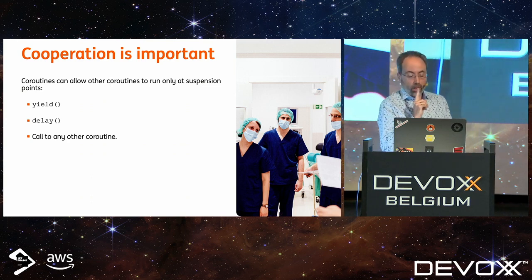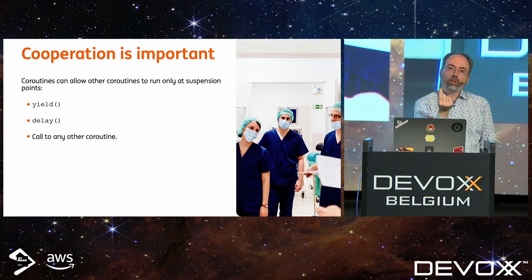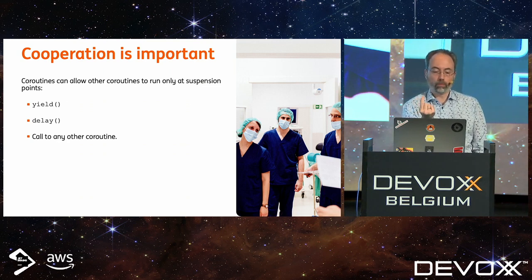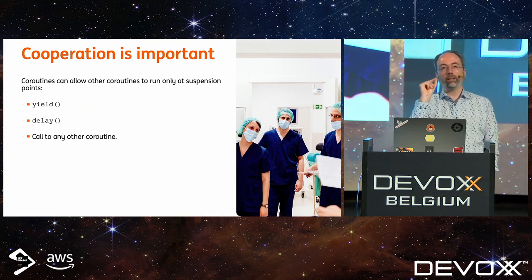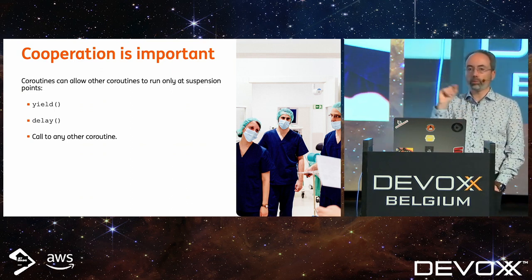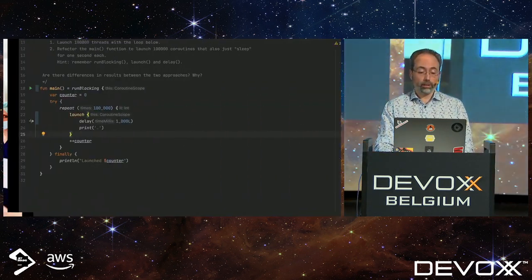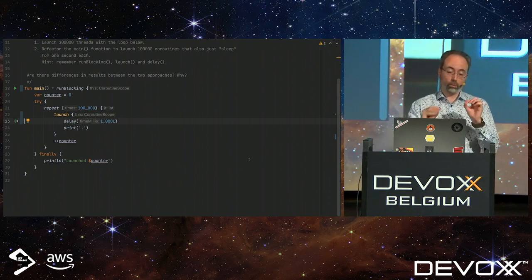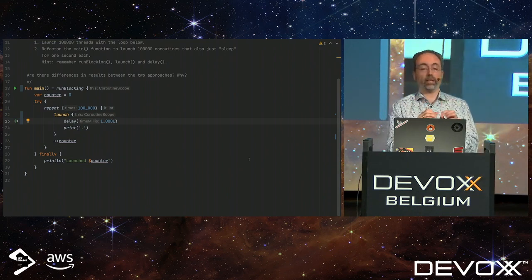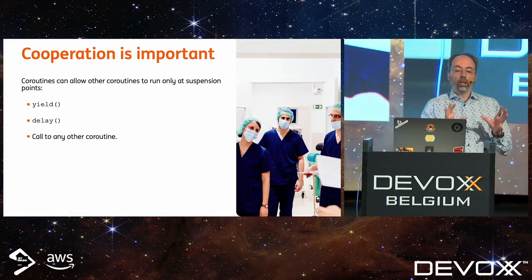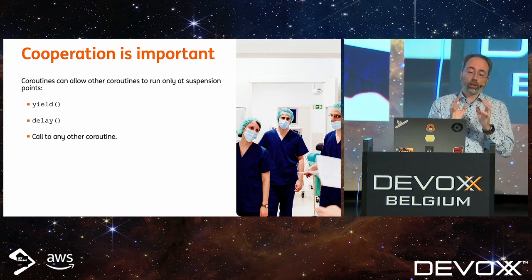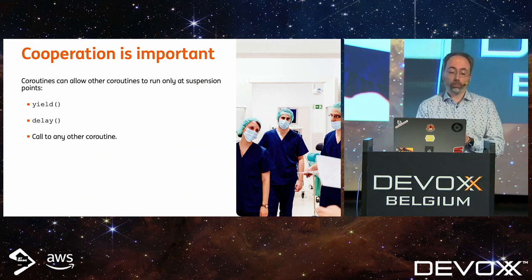Now, as we saw, especially on the first demo, if we had kept the thread.sleep call, then we were not giving the opportunity to other coroutines of running. And as we also saw in this demonstration, we replaced the sleep by a delay, and then everything ran beautifully. Those are the definition of suspension points.